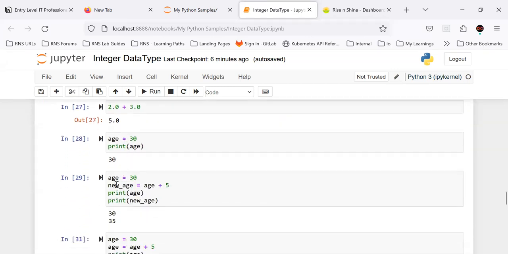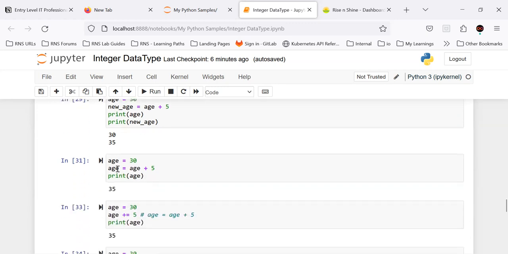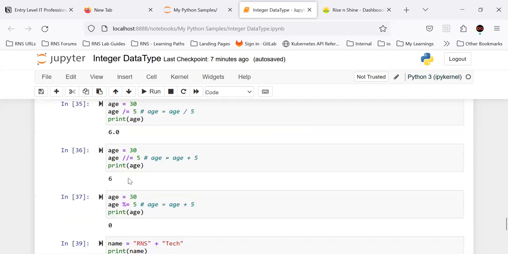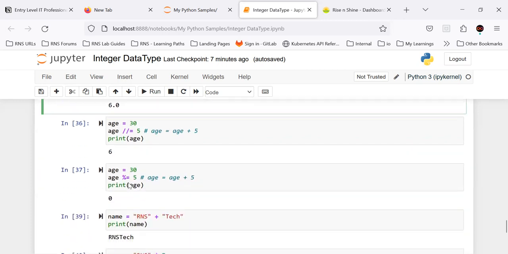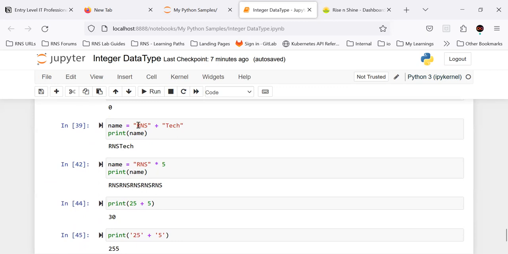And then assignment and reassignment of variables and values, and the mathematical representations. Instead of writing age equal to age plus 5, you can use the same variable for reassignment. Age plus equal to 5 is nothing but age equal to age plus 5. Like that, we can represent division, multiplication, and modulus too.